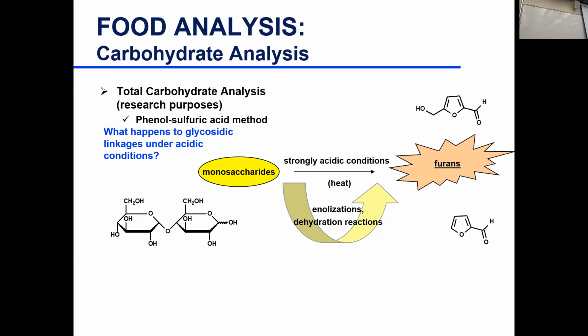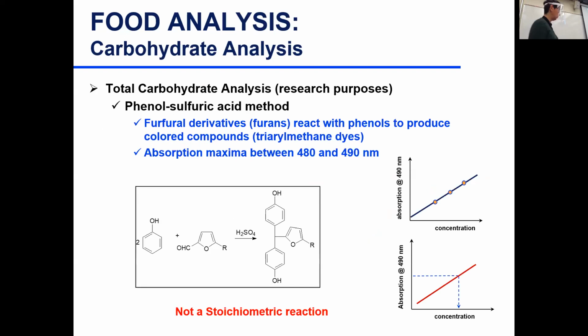And also, when you add the acid, it's an exothermic reaction. It's a concentrated acid, so it's going to be very, very hot. So you have a strong acid and heat, so your monosaccharides are going to go into an ionization reaction and dehydration reaction to give you furans. So your monosaccharide becomes a furan compound.